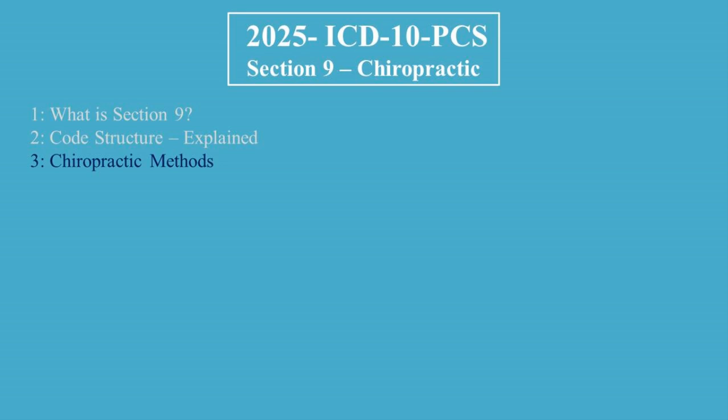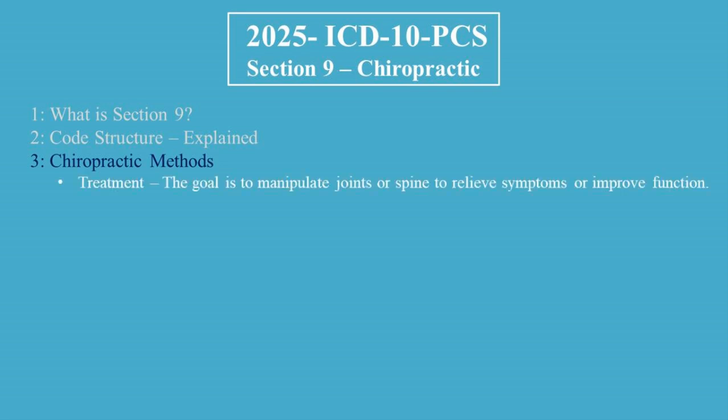3. Chiropractic methods. There's only one root operation in this section, treatment. The goal is to manipulate joints or spine to relieve symptoms or improve function. But what sets the codes apart is the method used.